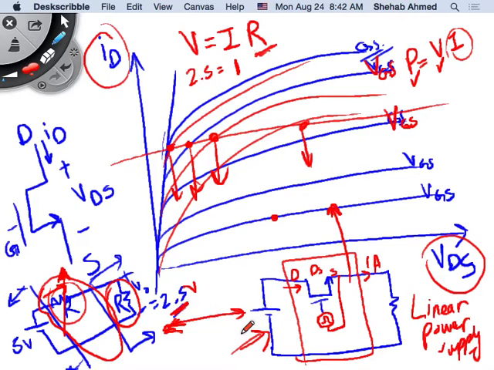Okay. Yeah, I was going to draw that right now. I just don't want to erase something, but I will erase.